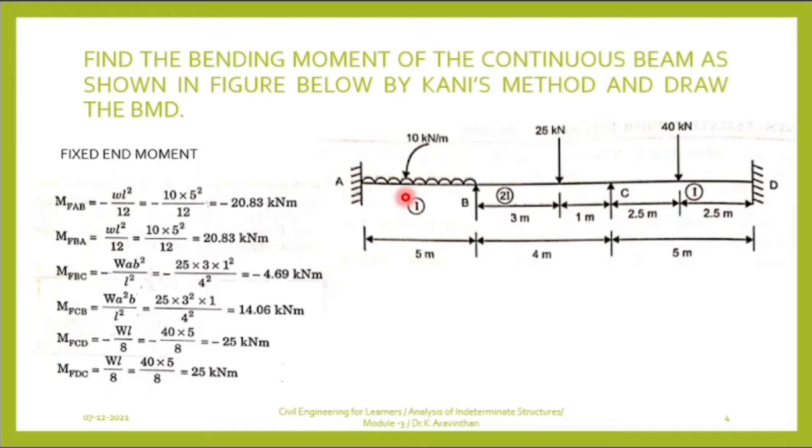The first step is the same for this procedure, that is finding the fixed end moment. Here in this step you will be considering the span AB as fixed, BC, CD, everything as fixed. You will be finding the fixed end moment and you will be refining that.